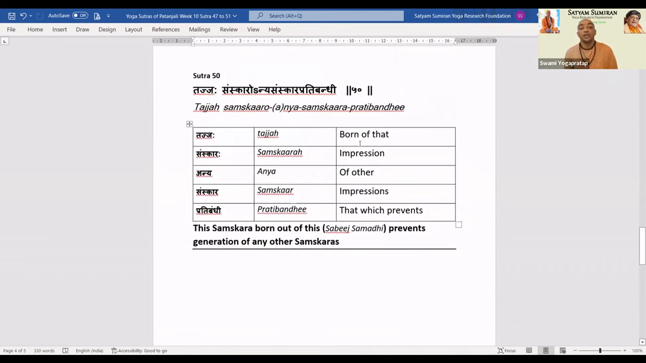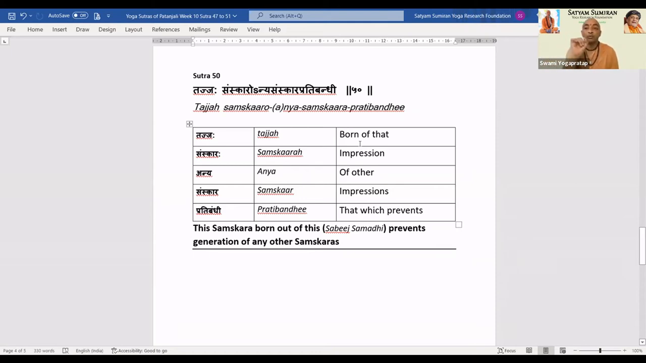In that situation, Tajya Samskara Anya Samskara Pratibandhi. Due to this, that born from this, there is an impression on the chitta. And this impression blocks, overpowers, overshadows all other impressions. No other impression has any impact now that this has started.